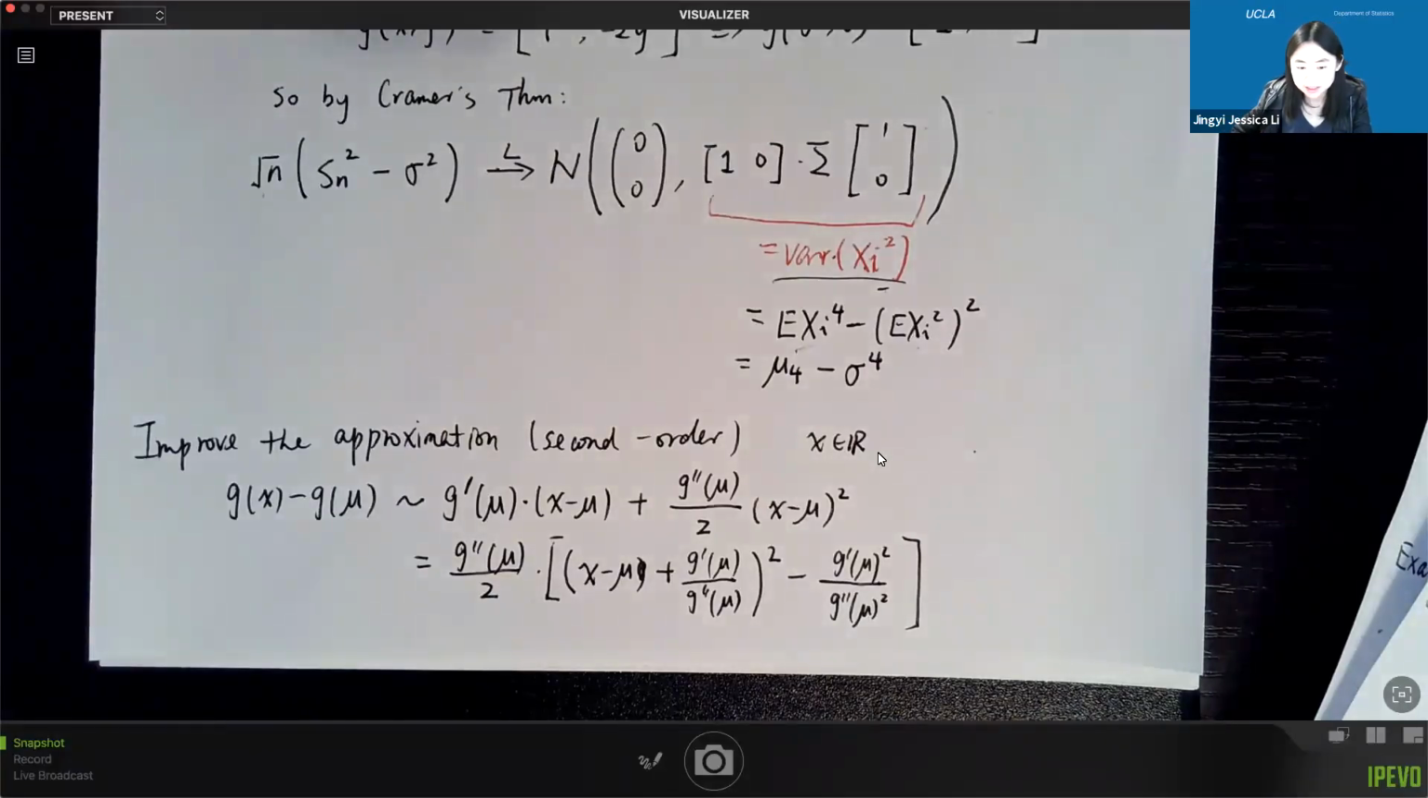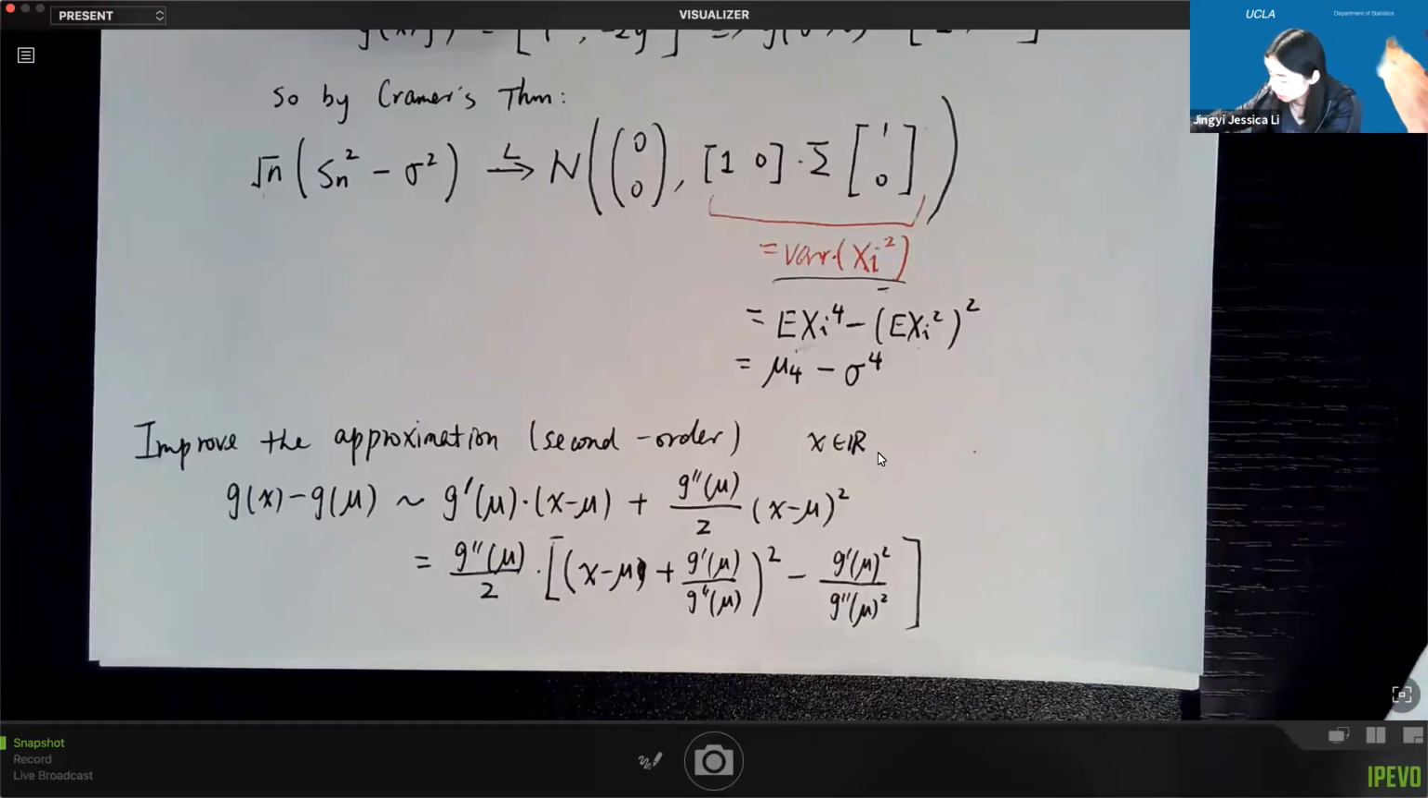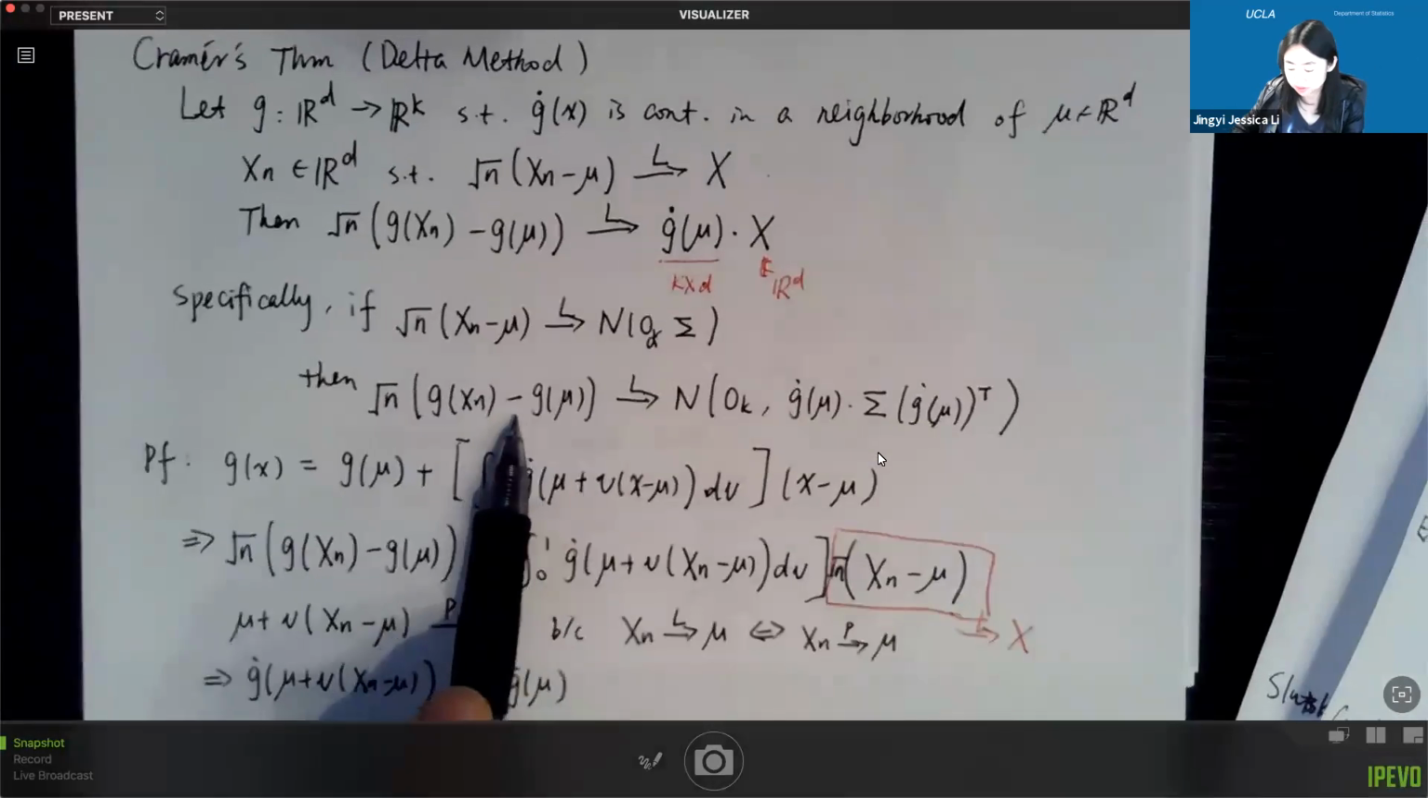Right, so today we're going to continue our discussion about the convergence or asymptotics of those transformed random variables. So we presented the basic theorem called Cramer's theorem, also known as the delta method, for deriving the asymptotic distribution of a transformed random variable sequence. In detail, it's here. This is the major result of Cramer's theorem.